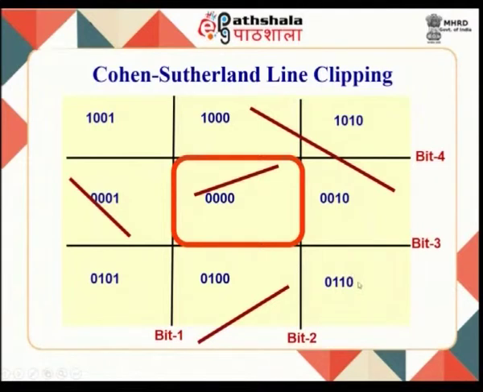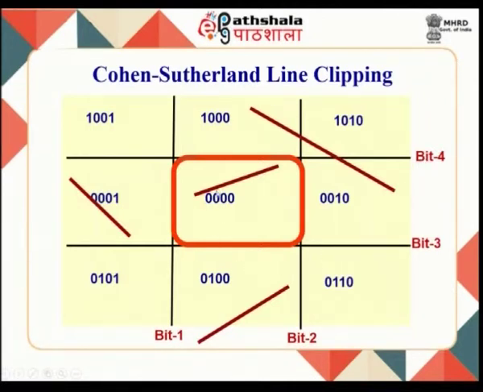The rightmost bit identifies the left region, the next bit identifies the right region, the next bit, that is the third bit position, identifies the bottom region, and the MSB, that is the leftmost bit, identifies the top region. So, left, right, bottom and top. You remember the sequence: bit 1 left, bit 2 right, bit 3 bottom and bit 4 the top region.